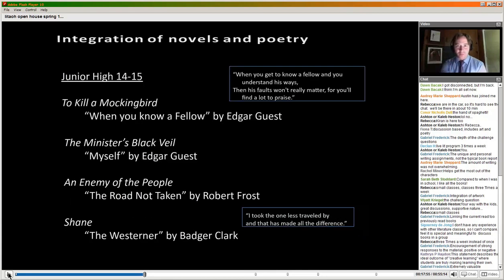So that's one quick example from the upper elementary. In the junior high, just so that you can see some more, I'll talk about one more of these little examples. So To Kill a Mockingbird. The Minister's Black Veil is a short story by Nathaniel Hawthorne. An Enemy of the People by Henrik Ibsen, and Shane by Jack Schaefer. So one quick example, To Kill a Mockingbird. And I bet many of you have read it, and you might even be looking forward to this quote-unquote sequel that's going to be coming out in June, in fact.